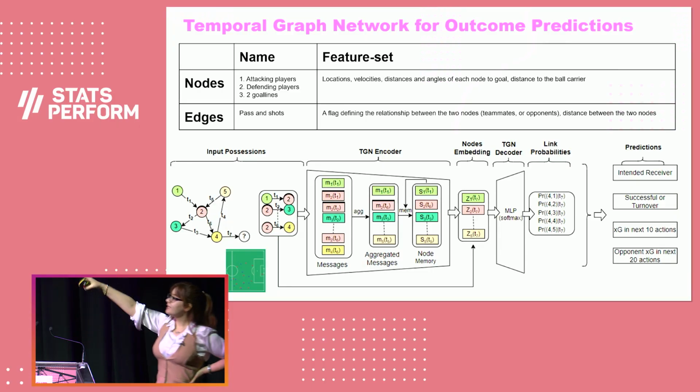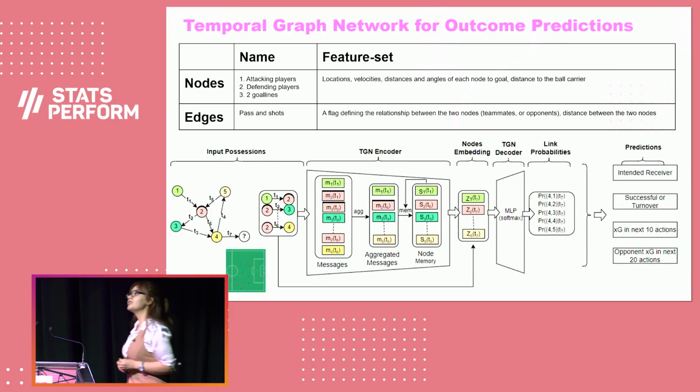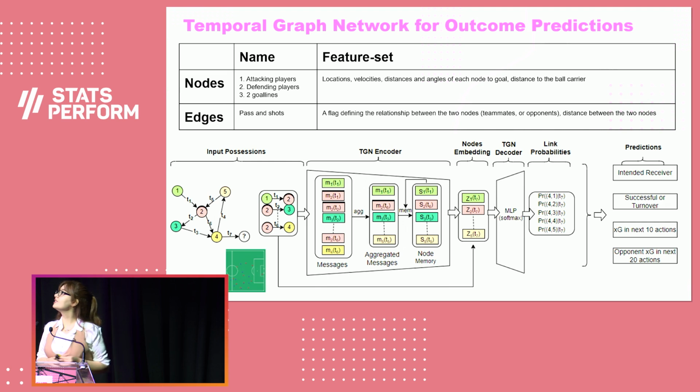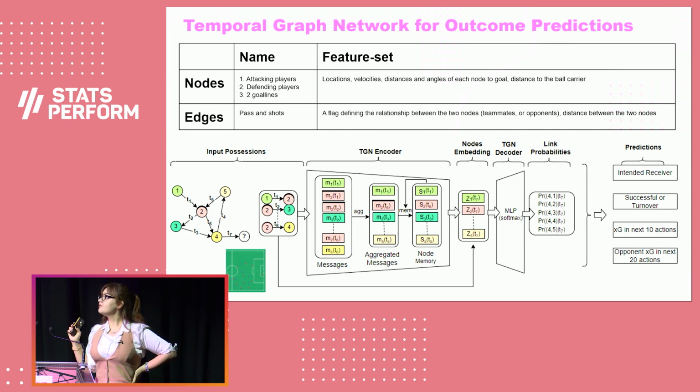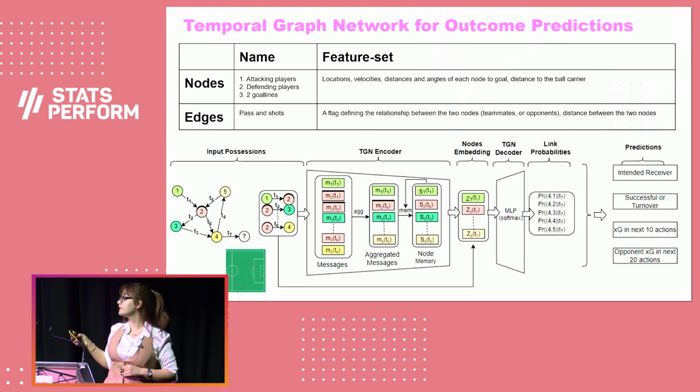On the right side, after creating some message passing options, we formulate the problem as a link prediction problem, and there are four predictions you can see. The first is the intended receiver. Second, what is the outcome of the pass, whether it is going to be successful or a turnover. Then, what is the expected goal in the next 10 actions of the current situation. And what is the opponent's expected goal in the next 20 actions of the current situation.